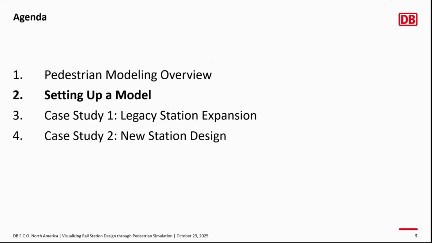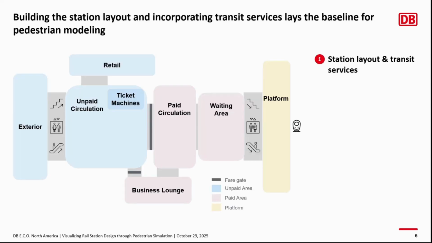So now just a brief overview of setting up a rail station model. The first step would be to build a station layout, incorporating the transit services that lay the baseline for our pedestrian models. So this is where we decide what are the actual areas that we want to model, like what are the areas of relevance in our model based on a research question, what are the points of interest that we need to model, so like do we need to show ticket machines or a business lounge or things like that, and then what is the transit service, so what service plan are we using, what are the schedules, those kinds of things.